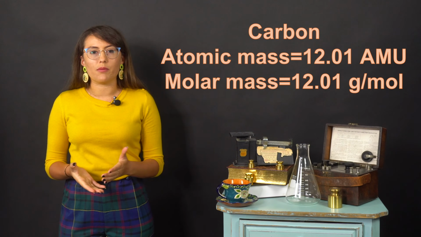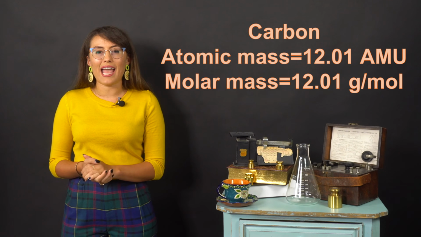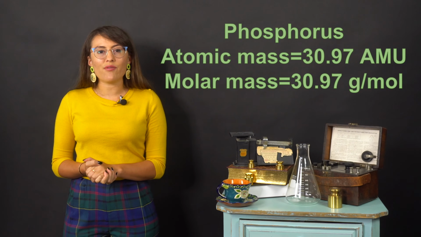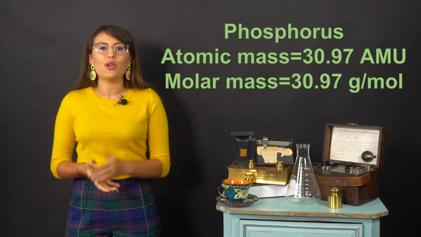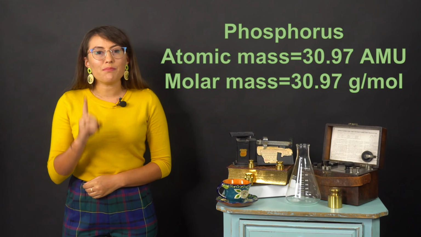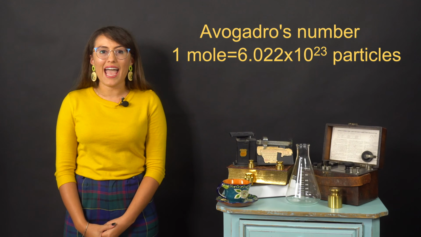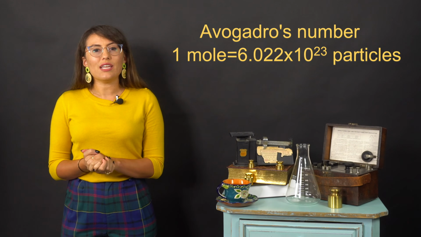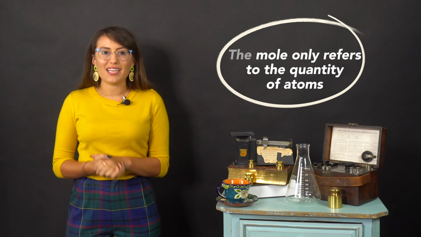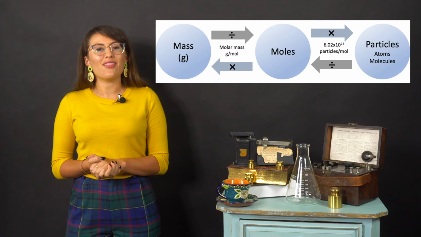For example, if we look at carbon, it has an average atomic mass of 12.01 AMU, so a mole of carbon atoms would have a molar mass of 12.01 grams per mole. Phosphorus has an average atomic mass of 30.97 AMU, so the molar mass of phosphorus would be 30.97 grams per mole. It is important to note that in both of these examples, we still have 6.02 times 10 to the 23 atoms in each mole of element, even though the mass is different because the mole only refers to the quantity of atoms. Another important aspect of the mole is that it allows us to easily convert between the mass of an element and the number of atoms.